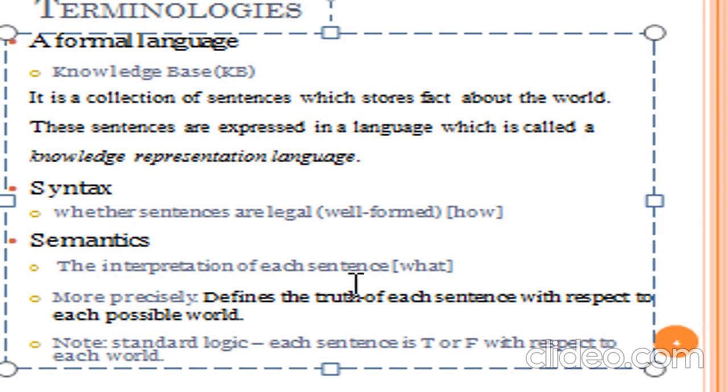Semantics is the interpretation of each sentence. What is the meaning of that sentence? That relates to the semantics. Formally, mathematically, we can say that it defines the truth of each sentence with respect to each possible world.